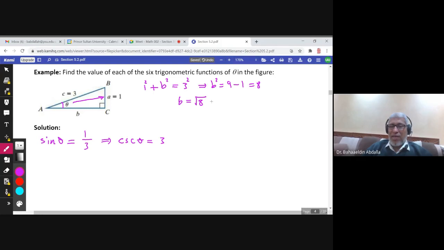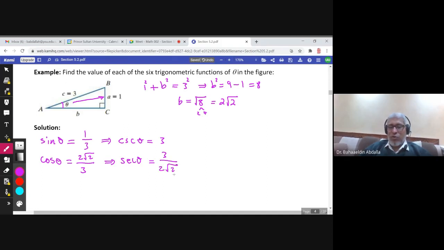If you simplify square root of 8, 8 is 2 times 4, so it would be square root of 2 times square root of 4, and the square root of 4 is 2, so square root of 8 is 2 times square root of 2. So now I can find cosine theta, for example. Cosine theta is the adjacent, which is 2 square root of 2, over the hypotenuse. Now, the reciprocal of cosine is secant theta, and it is 3 over 2 square root of 2.